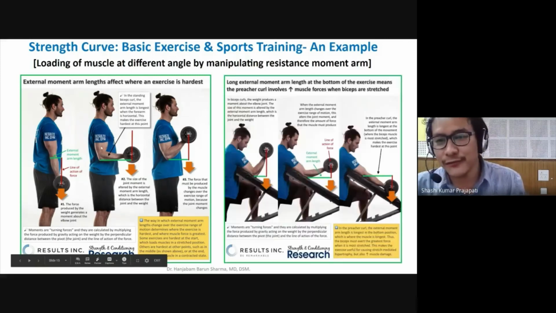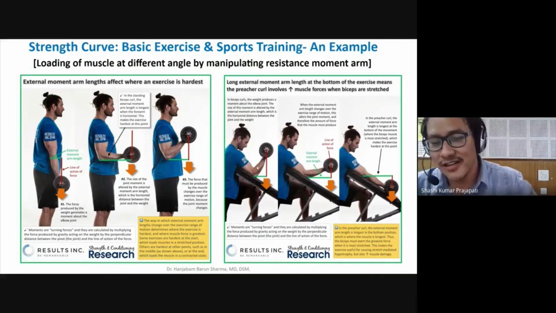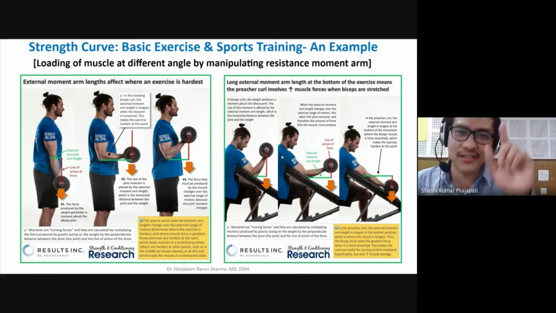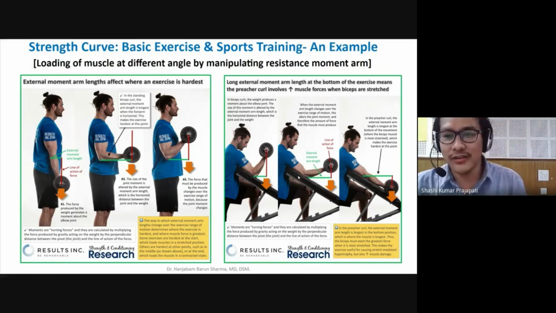But what happens if you do the preacher curl? In the case of the preacher curl, you can see that the moment arm is maximum here, that is, when the bicep is stretched, a more stressed position, just by adding a bench. So by manipulating different exercises and knowing the strength curve, you can design your exercise in such a way that it can optimally load the muscle at the starting or at the end, depending upon your joint angle. So this concept is important.